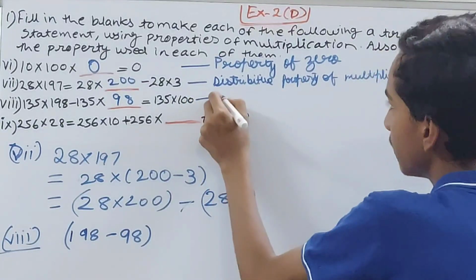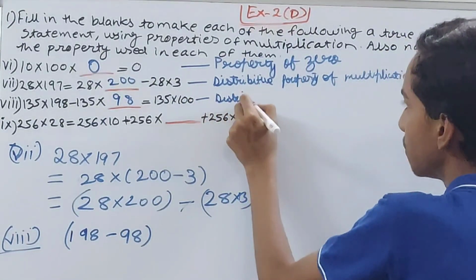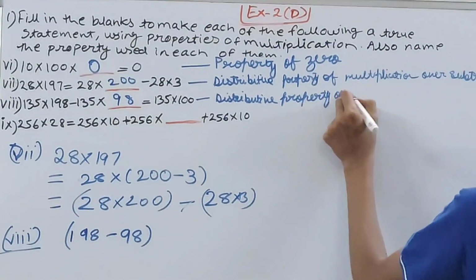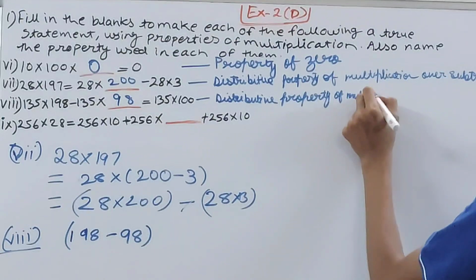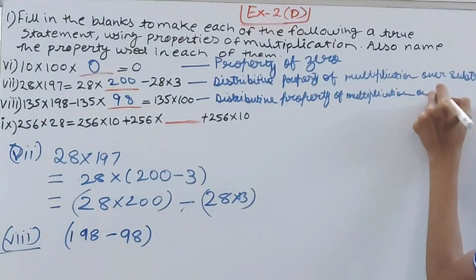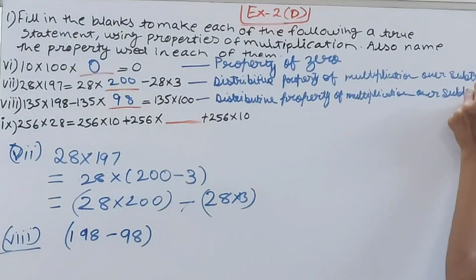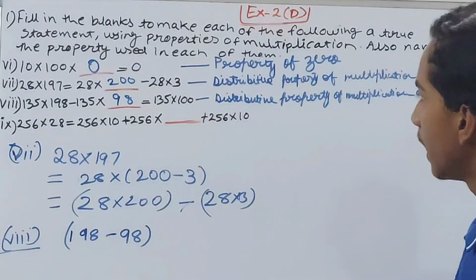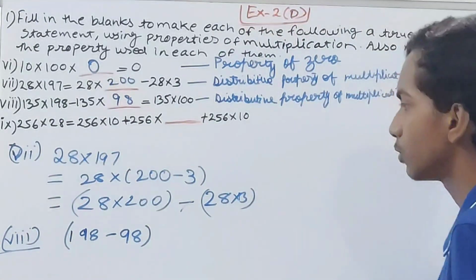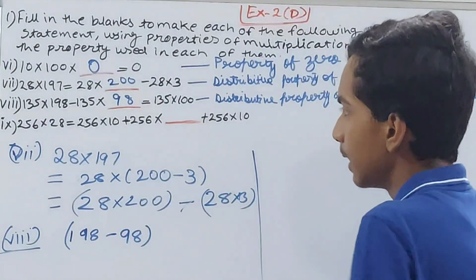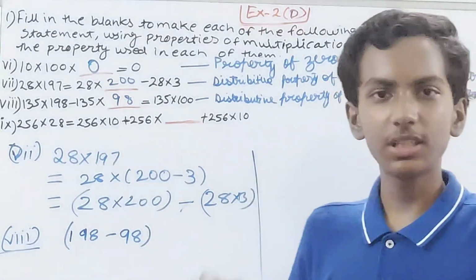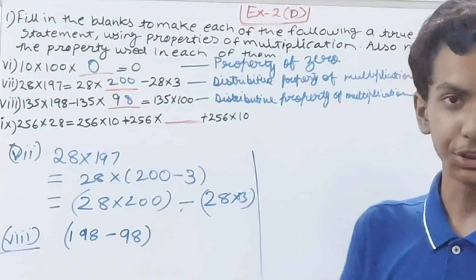The name of the property will still be the same, that is the distributive property of multiplication over subtraction, right? Now see the next one. This is a bit different from the other two. Here you have to add, plus sign is given, right? And how you have to add, that also you have to see. Again the same property, the distributive property. What changes is that it is the distributive property of multiplication over addition, not subtraction.